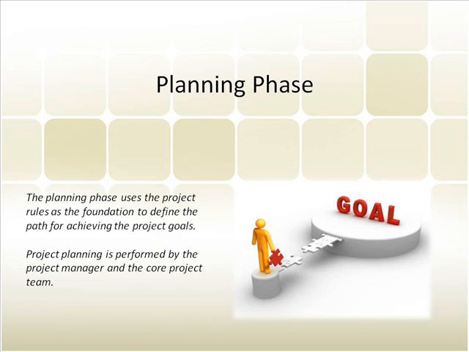The planning phase is the third of 5 phases in the project management process. It uses the project rules, documentation, and procedures set forth in the previous 2 phases, the initiation and assessment phases, as a foundation and defines the path to achieve the project goals. Project planning is performed by the project manager and the core project team. They in turn interface with the appropriate elements of the organization and identify the work to be completed.